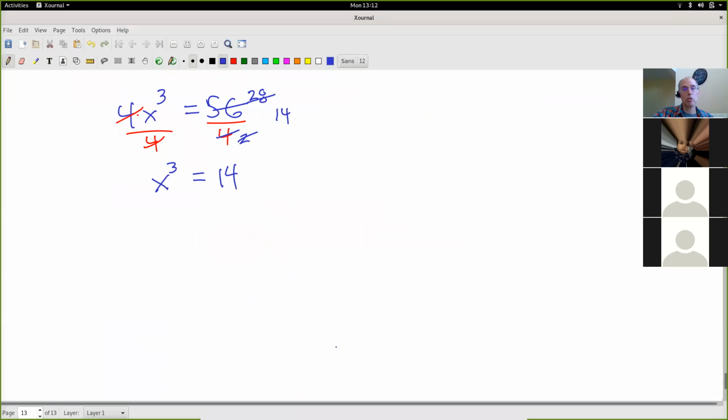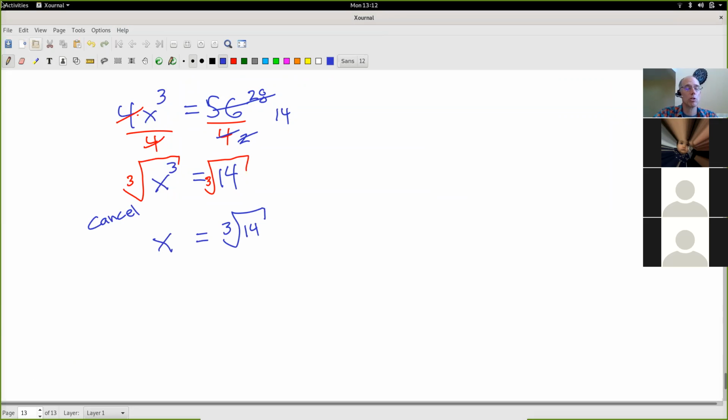The next thing we would do to get rid of the cube here is we take the cube root of each side. And so sometimes we would actually write it like this: cube root on that side, cube root on that side. The cube root and the cube cancel each other out, leaving just the x behind. But on the other side, we're stuck with that cube root of 14. Now, I don't have a lot of cubes memorized, so often I'll just go straight to my calculator and ask, what is the cube root of 14?